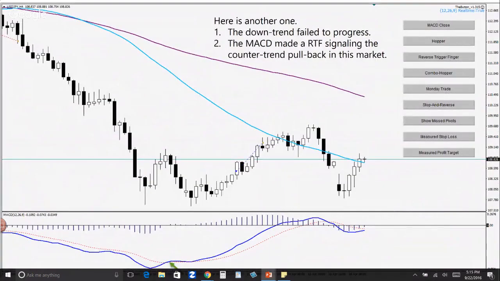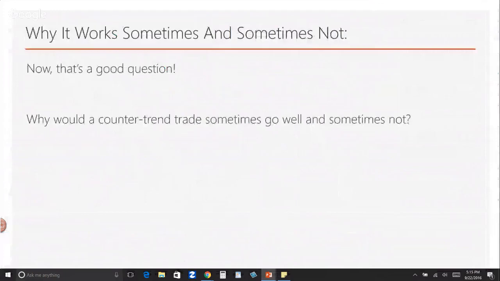Another one, the downtrend failed to progress. And the MACD made a reverse trigger finger signal, signaling that the counter trend pullback was ready to happen in this market. So we had downtrending activity. The MACD line crosses the signal line going towards zero. That is the counter trend signal from the MACD. It tells you we have not only a change in direction, but we have momentum with that change in direction, and it helps us get a good point of entry for that counter trend move. It's a signal from the MACD for a point of entry with momentum that's against the current market direction.